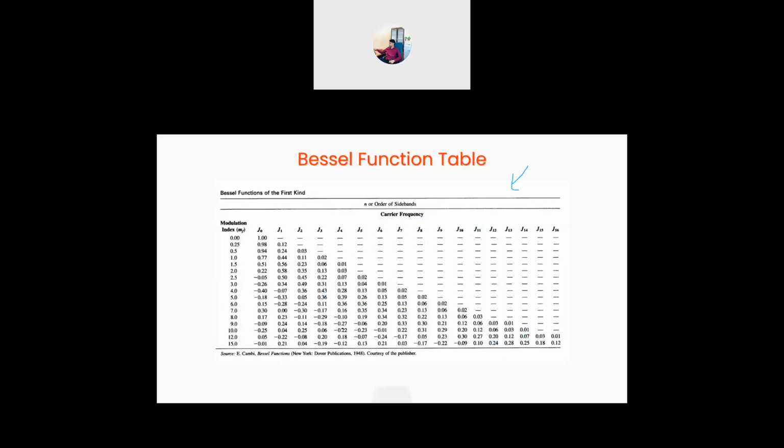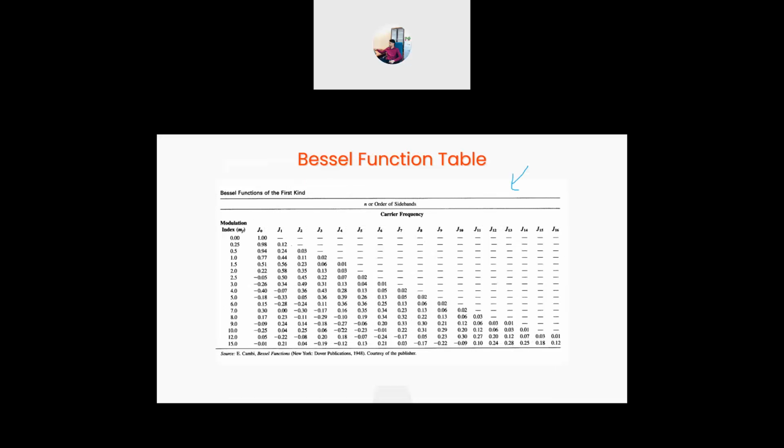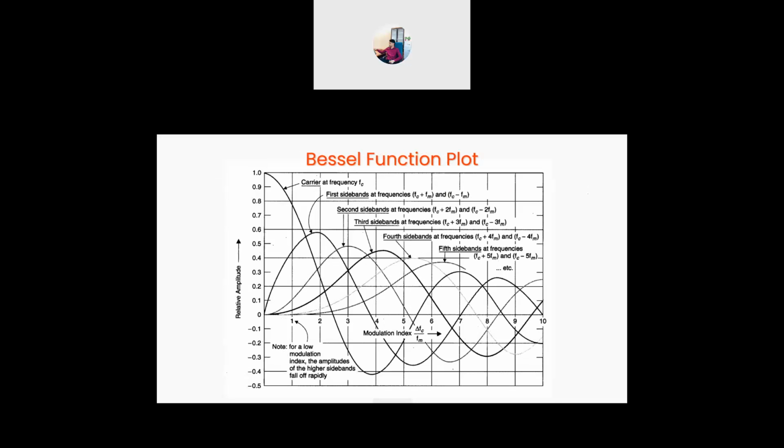So this is the phasor function. We already discussed, so no need to discuss further. This one is the Bessel function plots. This one is the Bessel function table. This one is actually almost similar. For example, if you have beta, this is your first sideband. This is your second sideband, and so on.